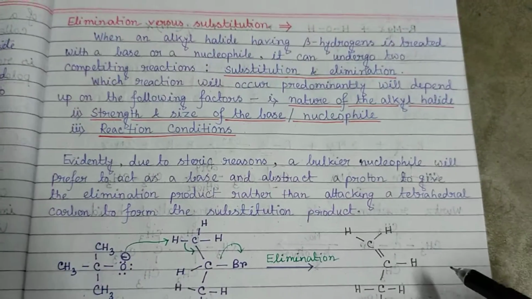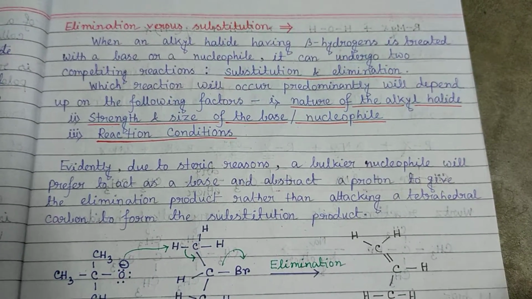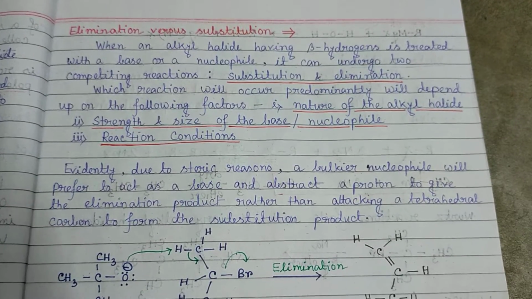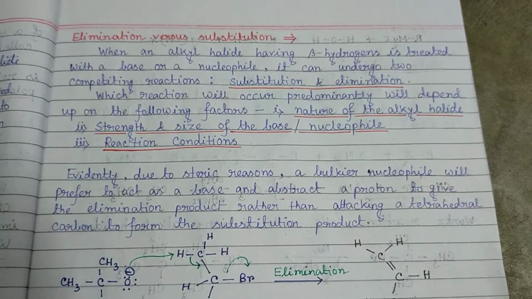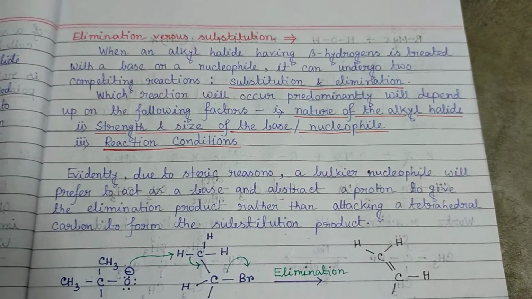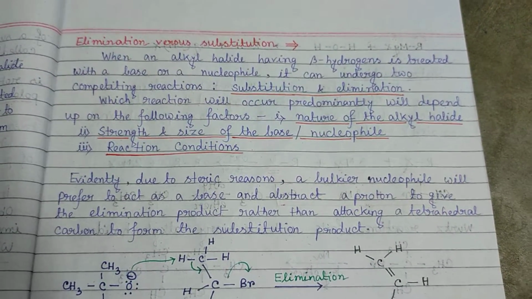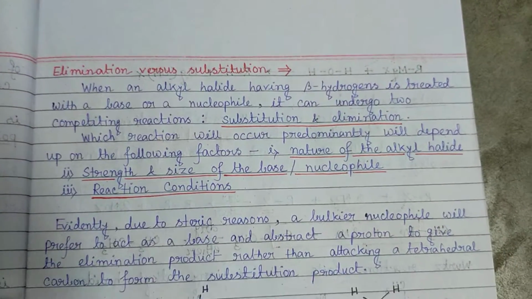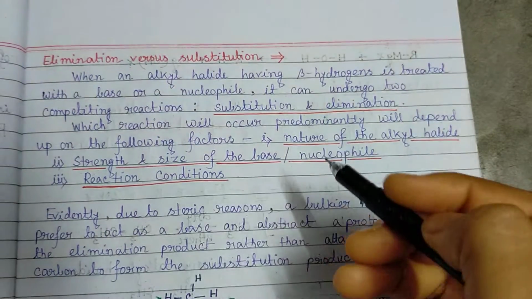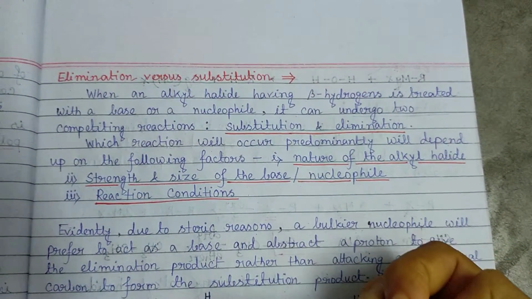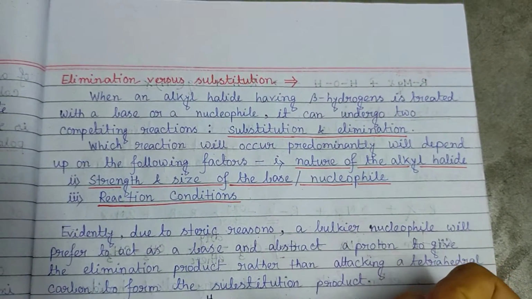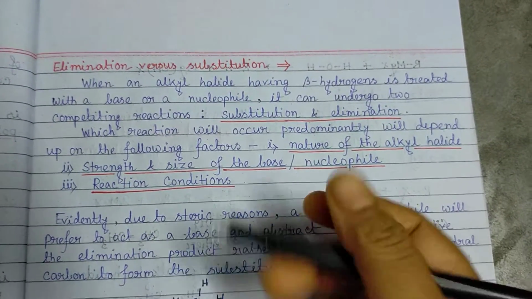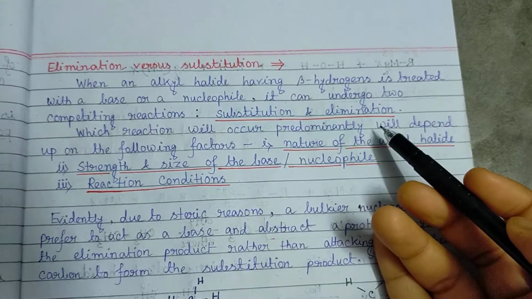Now we have seen that in case of substitution reaction we can use OH minus as a nucleophile, but in case of elimination reaction the same OH minus is acting as the base. So we can easily understand there will be a competition between the elimination and substitution reaction. So when an alkyl halide has beta hydrogen, then the reagent will act either as a base or a nucleophile. Then we can have two competing reactions, that means substitution and elimination.